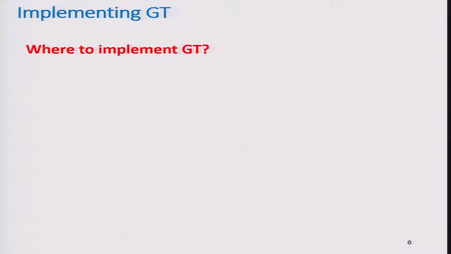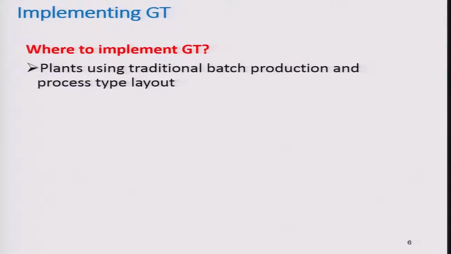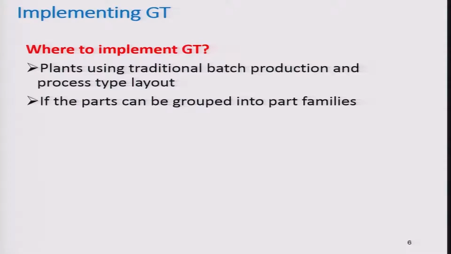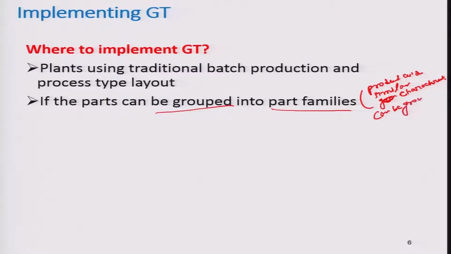Now, implementing group technology: where to implement it? Generally, plants using traditional batch production and process-type layout are where you can implement group technology, if the parts can be grouped into part families. Products with similar characteristics can be grouped together, and this group is known as a part family, where you are grouping a variety of products with similar characteristics.